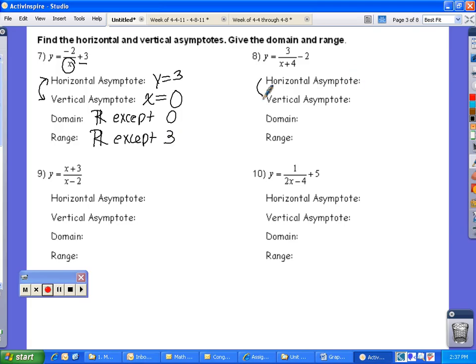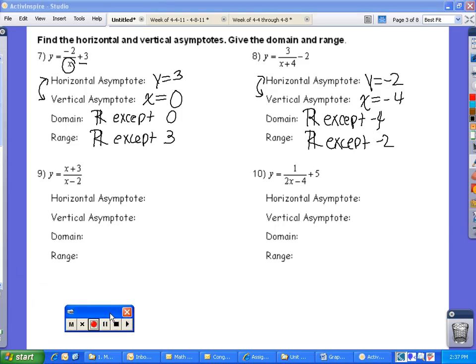Over here to the next one, again, these are flipped for some reason, but just know that the vertical asymptote for this one is going to be x equals negative 4, and the horizontal y equals negative 2. Domain and range, domain is all real numbers, except negative 4. Range, all real numbers, except negative 2.